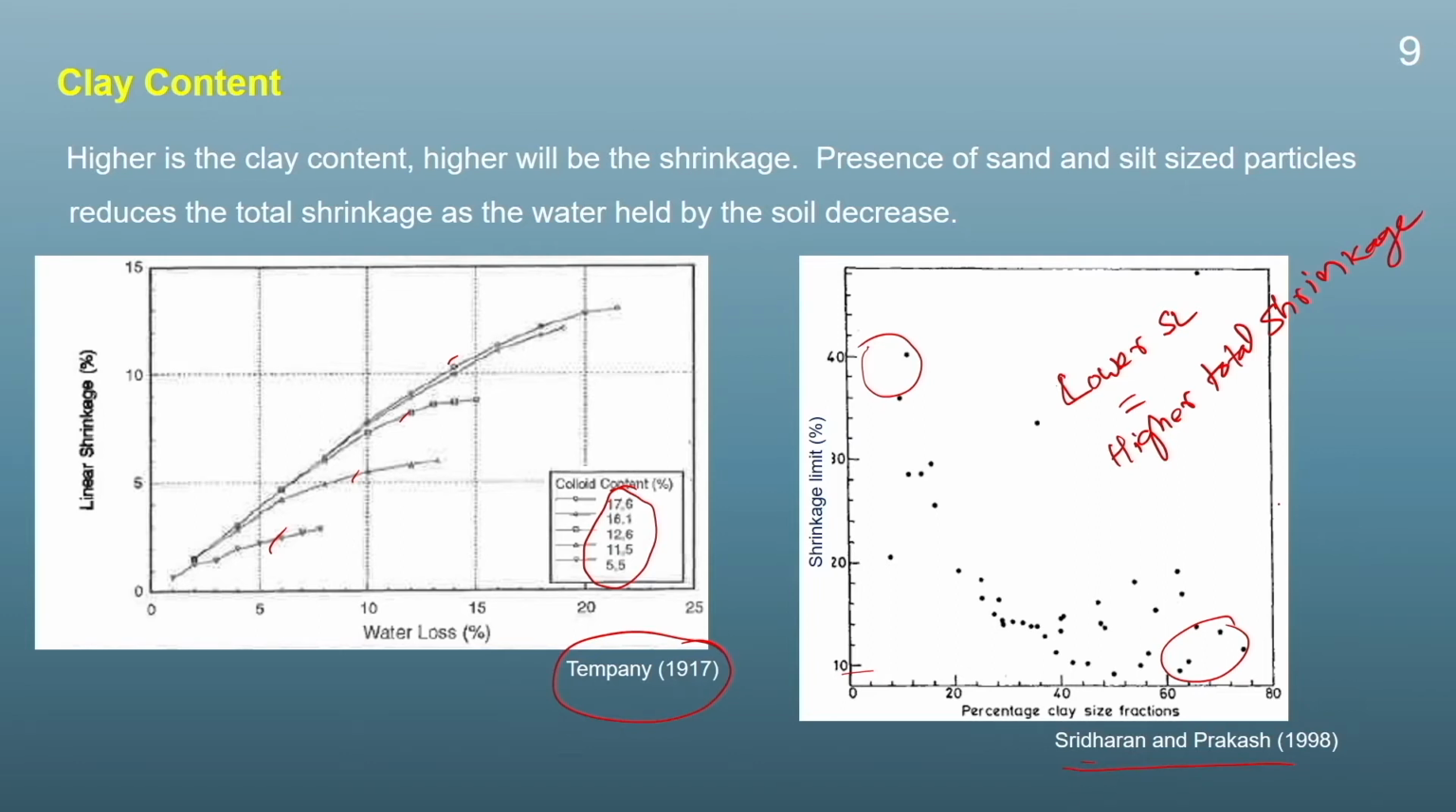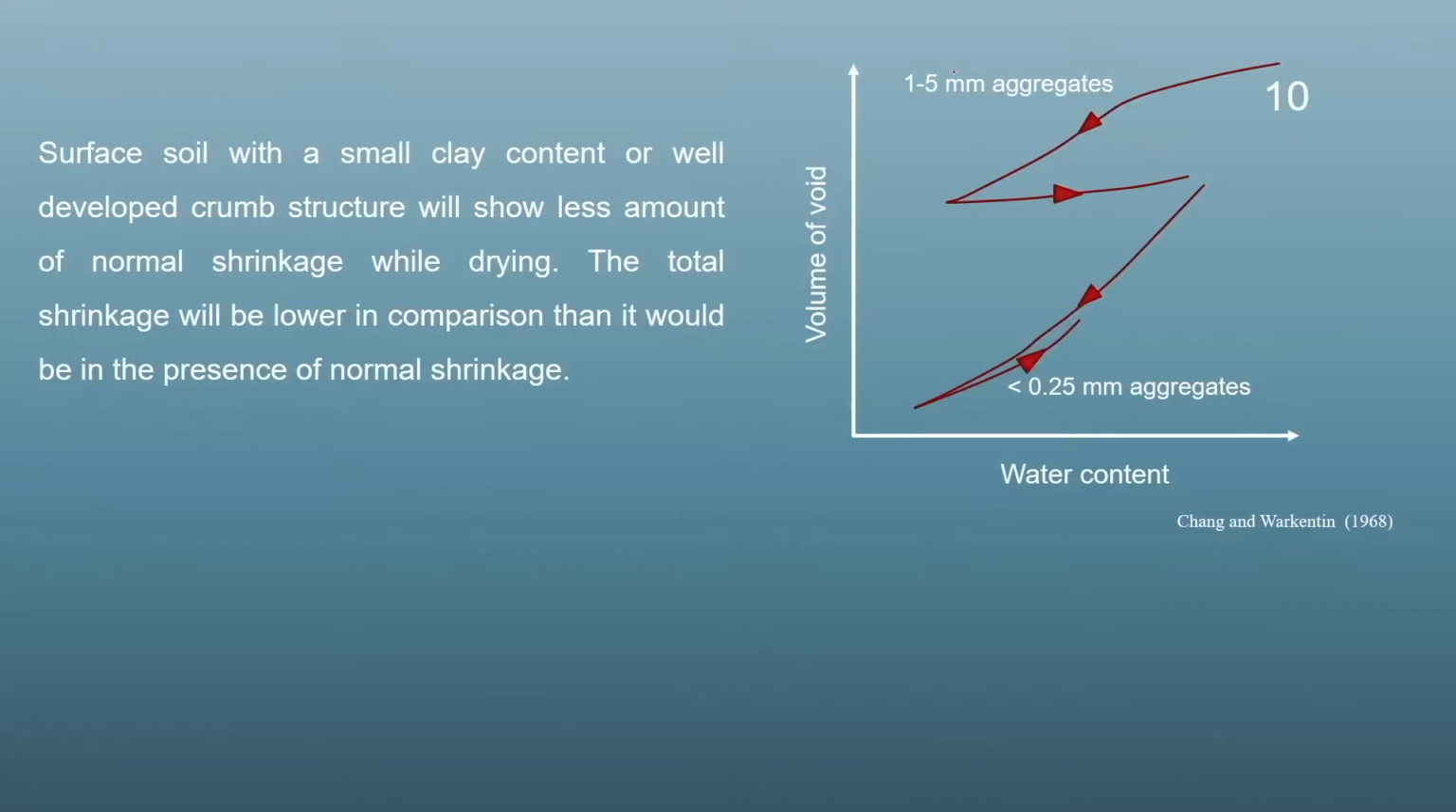This increase in the shrinkage behavior due to the presence of a higher amount of clay content may be due to the presence of a high amount of water held by the clay particles. Again, in the presence of sand and silt sized particles, the total shrinkage of the soil gets reduced. Again, if we have a large amount of large aggregate particles, say for example 1 to 5 mm aggregate particles or less than 2.5 mm aggregate particles, the shrinkage curve will be different.